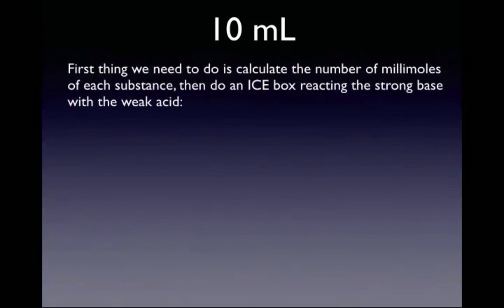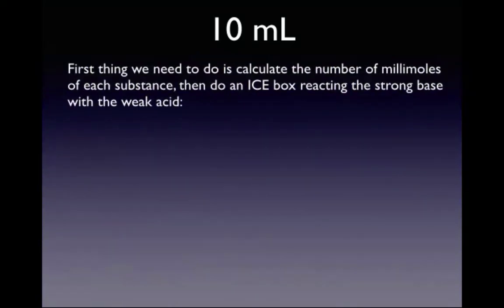So let's start with just adding 10 milliliters of base to 25 milliliters of the acid. So the first thing that we need to do is calculate the number of millimoles of each substance. Then we'll do an ICE box reacting the strong base with the weak acid. What we'll find is that we'll have a buffer solution, and we'll be able to use the Henderson-Hasselbalch equation to calculate the pH.